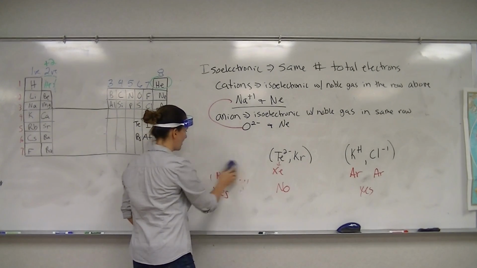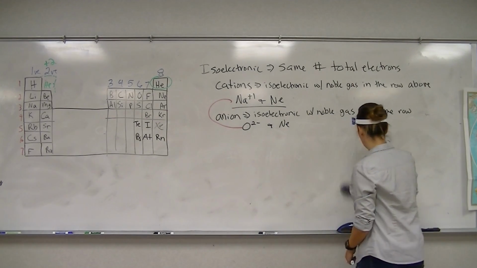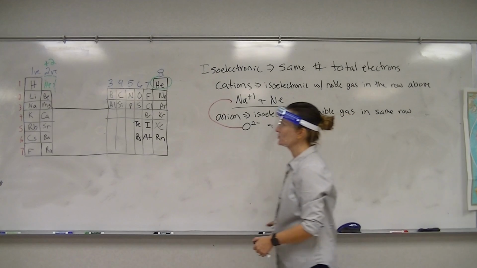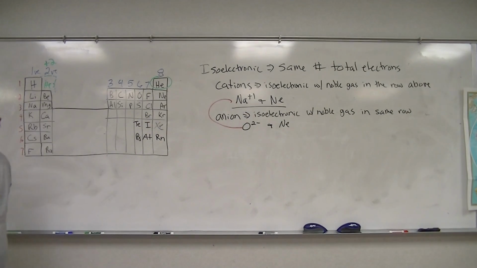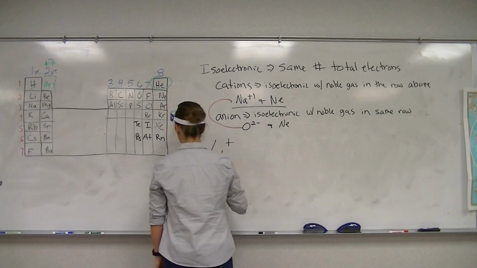Any suggestions for pairs, or should I just make one up? Usually ends up bad for me. I got one: lithium plus and Kr, which is, what's that?